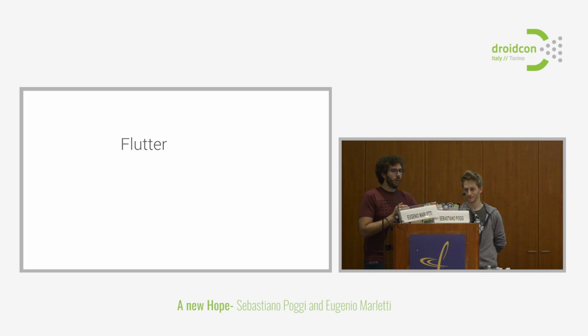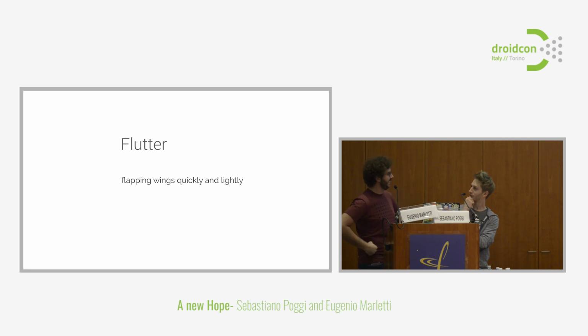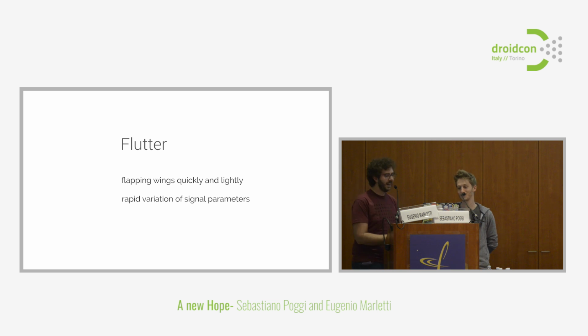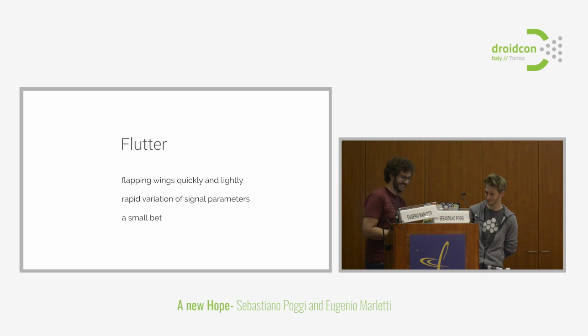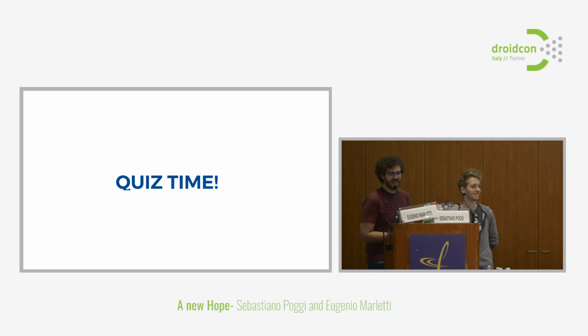So what does Flutter mean? I hate doing this. He likes it, so I'm going to do it. Basically, Flutter, according to the dictionary, means flapping wings quickly and lightly, like a colibri might be doing, I guess, very quickly. It also means, if you do hardware and electronics, rapid variation of a signal. And if you're British, then it also means a small bet. Maybe that's an Easter egg. Yeah, probably some Briton in Google decided that they wanted to take a bet. I don't know.